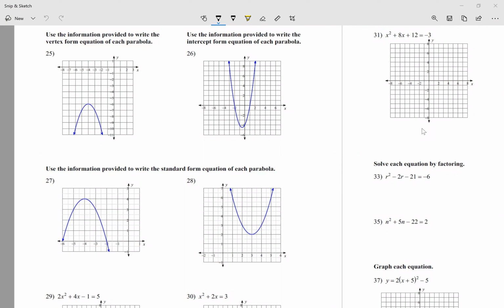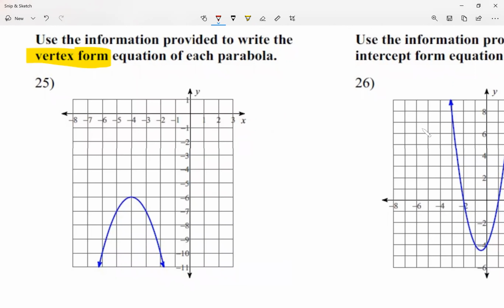Question number 25. Read the instructions, okay? Always read the instructions. Here we're going to use the information provided to write the vertex form. So I'm writing vertex form here for each parabola. Now I need to know the vertex. The vertex in this case is this point.